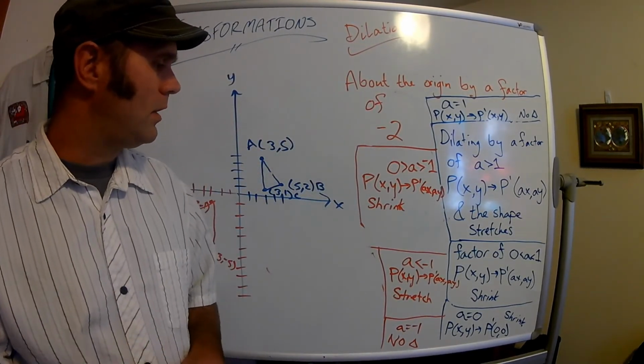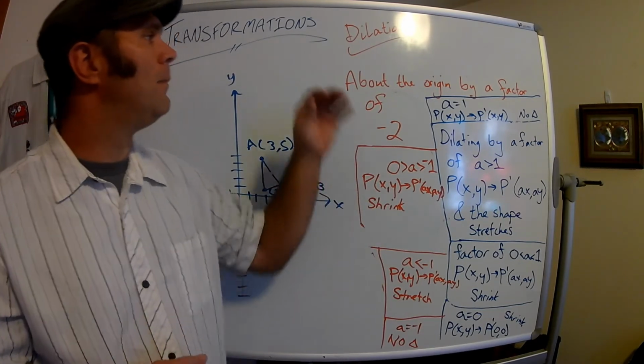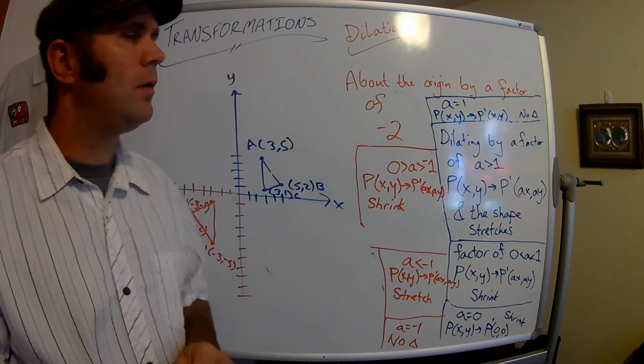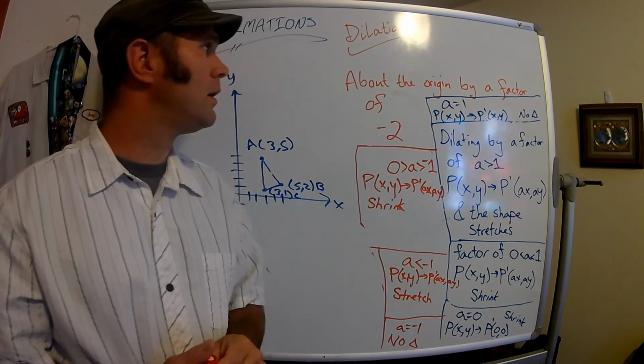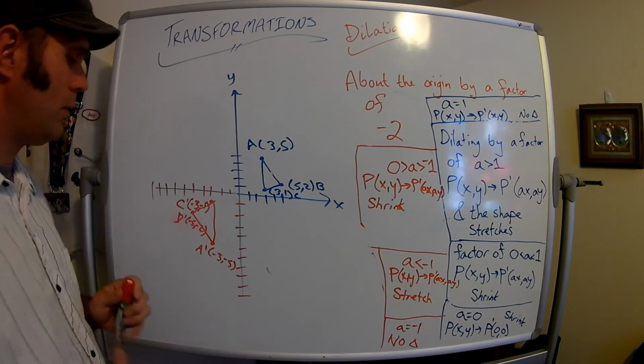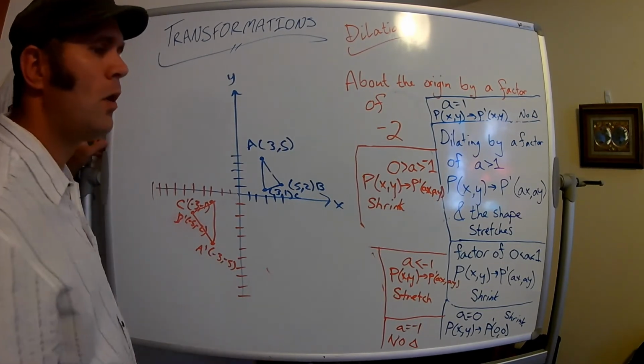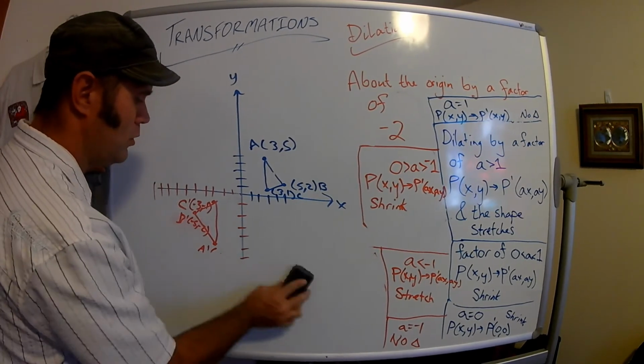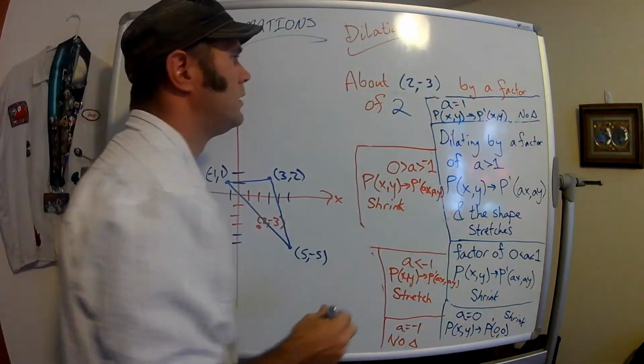Alright, so I think we've covered every number. If we wanted to dilate about a point that is not the origin, we would just do the exact same thing we did with rotations, and that is move everything over.